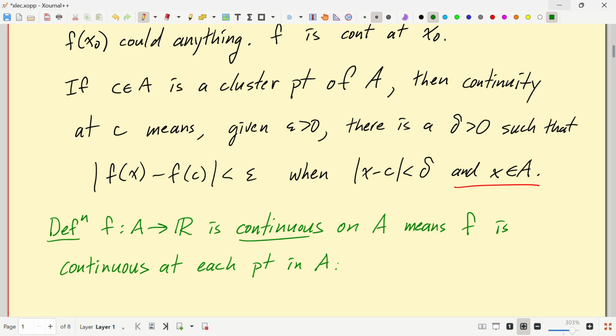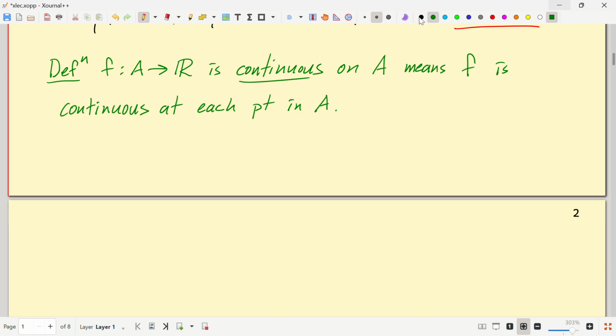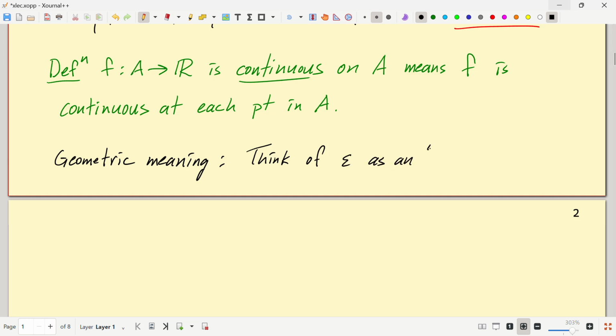Let's see, I guess you draw the usual pictures. So here's the geometric meaning of continuity. And when you're doing these geometric meanings, you think of epsilon as like an error, or if you're an engineer, tolerance. How close do you have to get to something to get within a tolerance of epsilon?